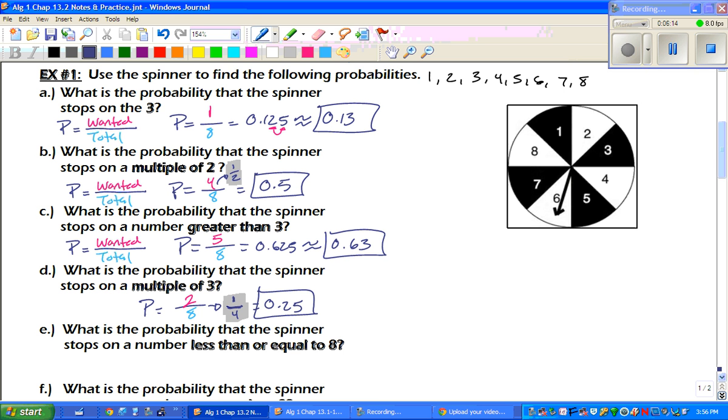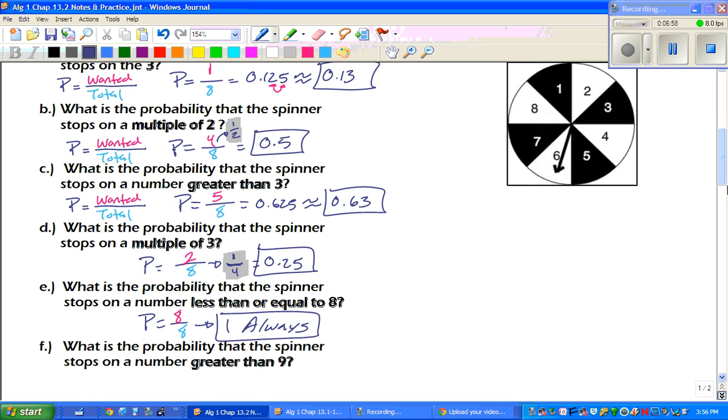E. What is the probability that the spinner stops on a number less than or equal to 8? Less than or equal. Is 8 included in that? It sure is. So less than or equal, that's actually all of the numbers. Okay? So when you're doing our probability over our wanted, which is 8, over our total, which is 8, we reduce the fraction to 1. Okay, and if it's just 1, we talked that that is always going to happen every single time.